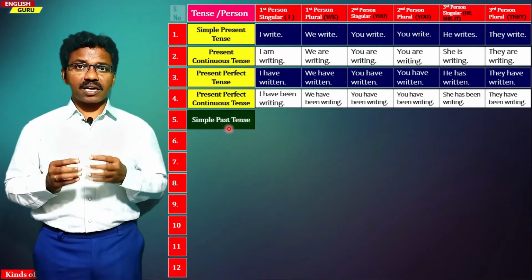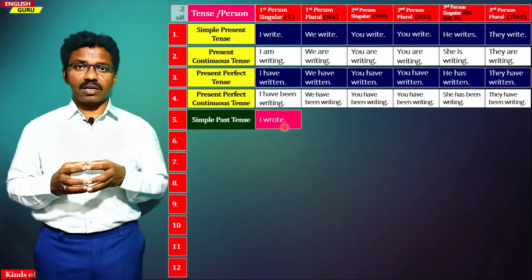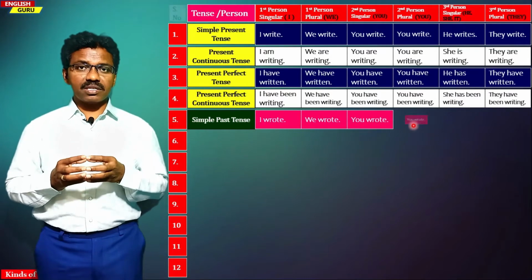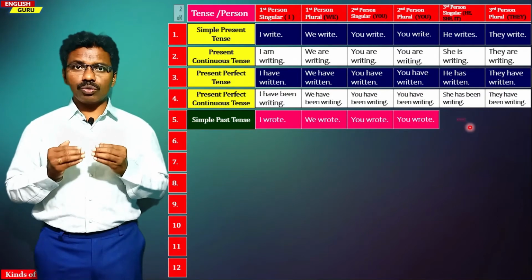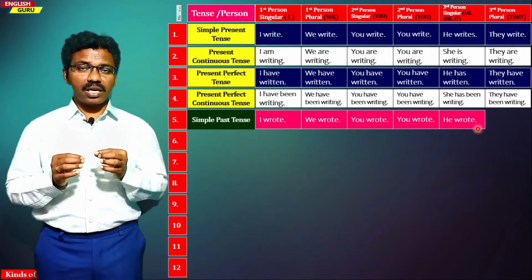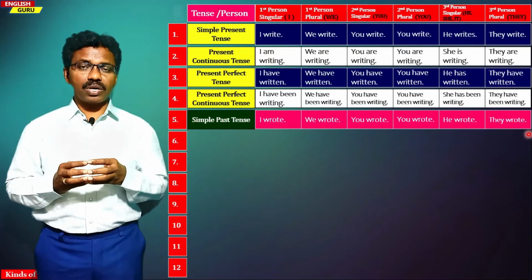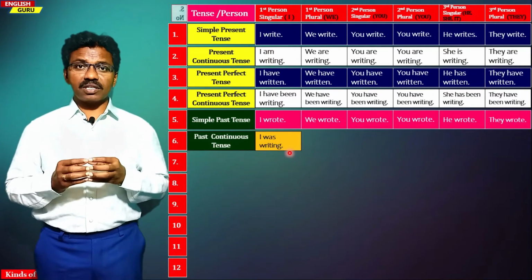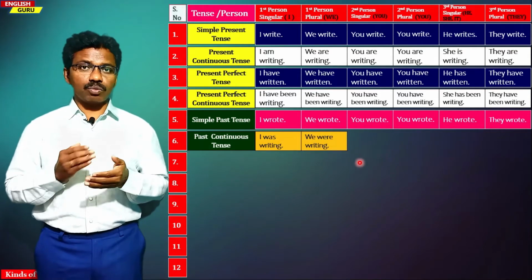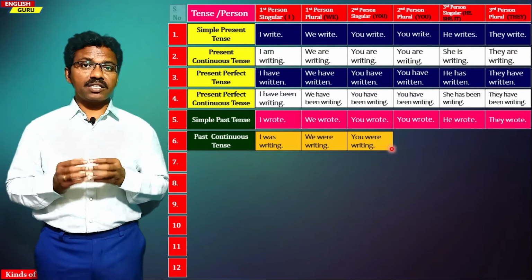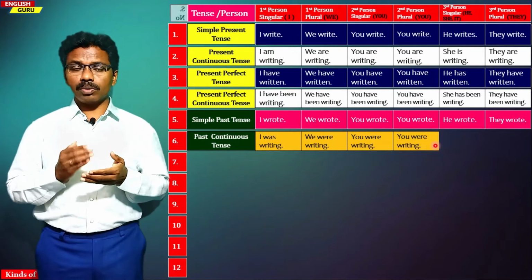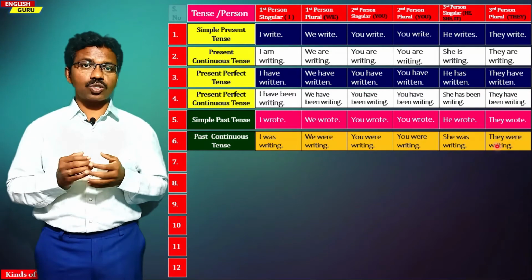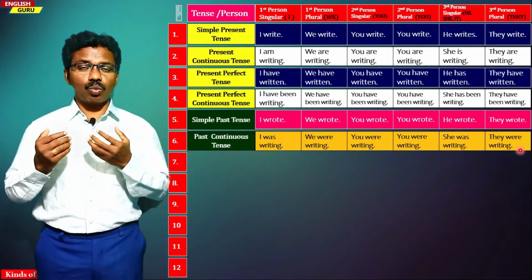And now the past tense starts. Fifth one is simple past tense. First person singular I wrote, plural we wrote, second person singular you wrote, plural you wrote, third person singular he, she, it wrote, plural they wrote. And the sixth one is past continuous tense. First person singular I was writing, plural we were writing, and second person singular you were writing, plural you were writing, and third person singular he, she, it was writing, plural they were writing.